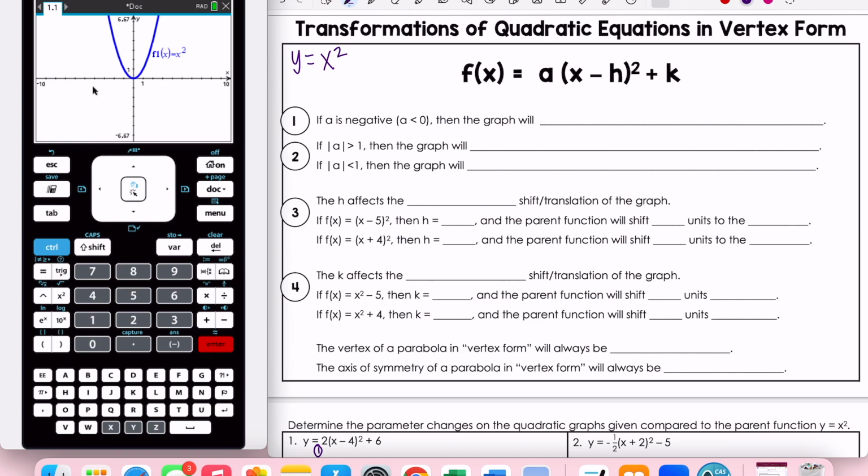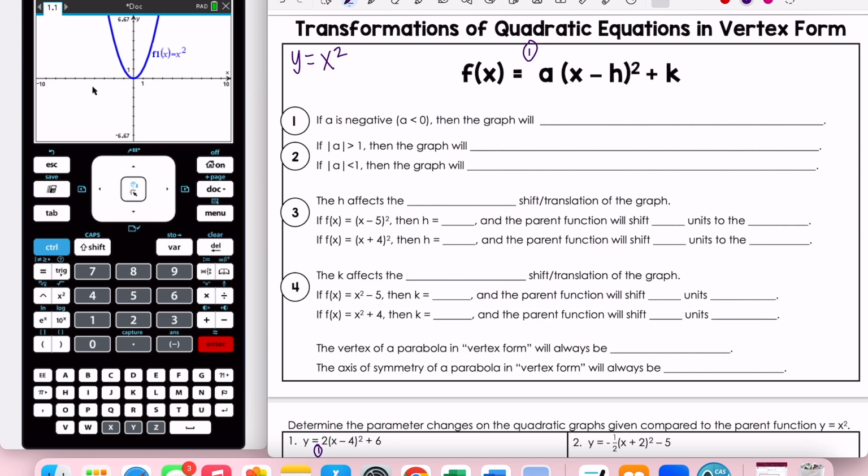So when we are looking at our equation in vertex form, this is the equation f of x equals a times x minus h squared plus k. So there are four places that you want to go ahead and look here when your equation is in vertex form. First, we want to actually go ahead and look at the value in front of a.